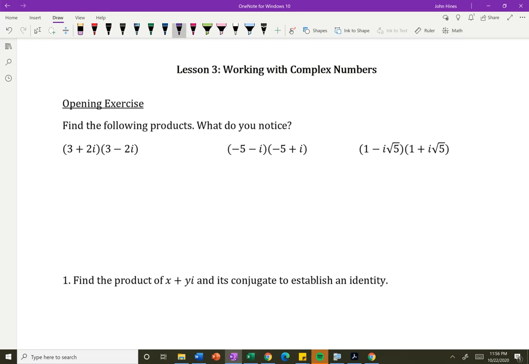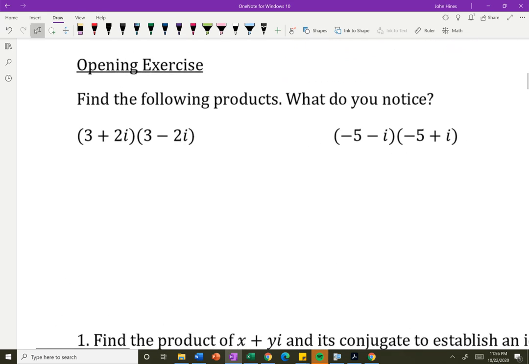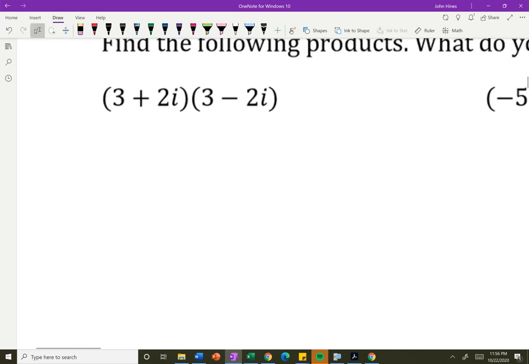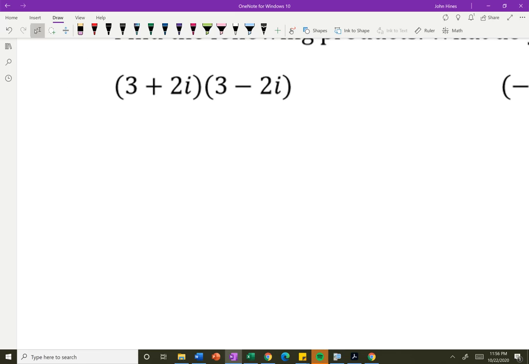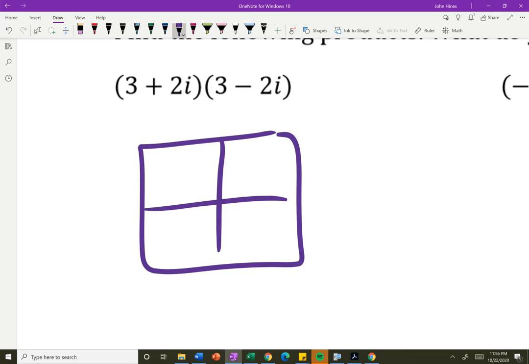Hi everybody, welcome to lesson 3 here where we're going to keep working with these complex numbers. So find the following products. What do we notice? So let's find the product here of 3 plus 2i and 3 minus 2i. So I'm going to make a box, right? 3 plus 2i, 3 minus 2i. And then all I need to do is multiply, just as if I was a variable here and not that special complex number that we learned about in the last lesson.